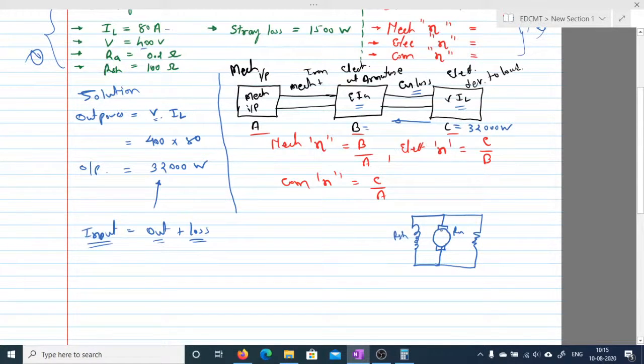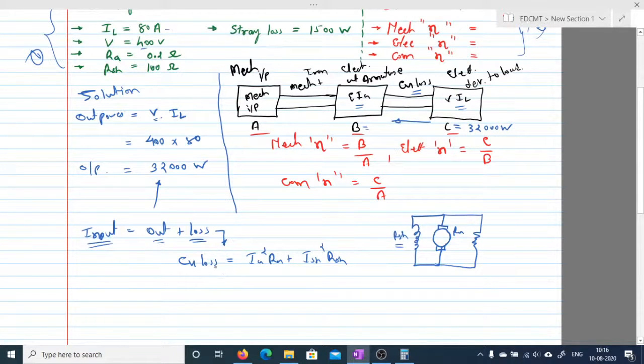So what is the copper loss in this? If we talk about shunt generator, then what is the equation for copper loss? Copper loss is equal to copper loss occurring in armature, IA square RA, plus copper loss occurring in shunt, ISH square RSH. So this will be the equation for copper losses.